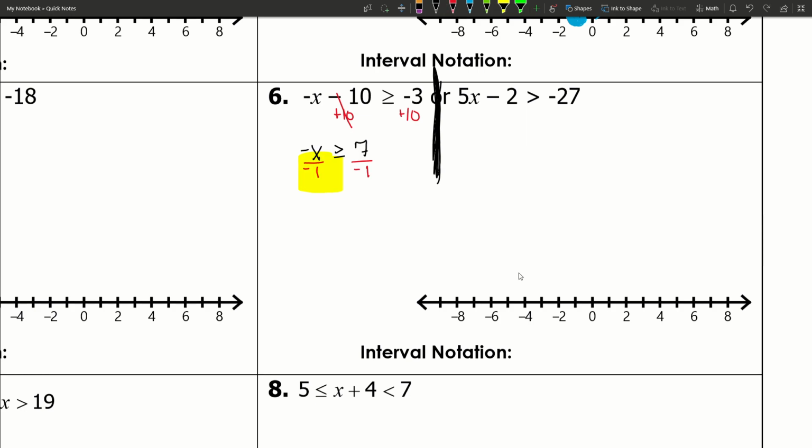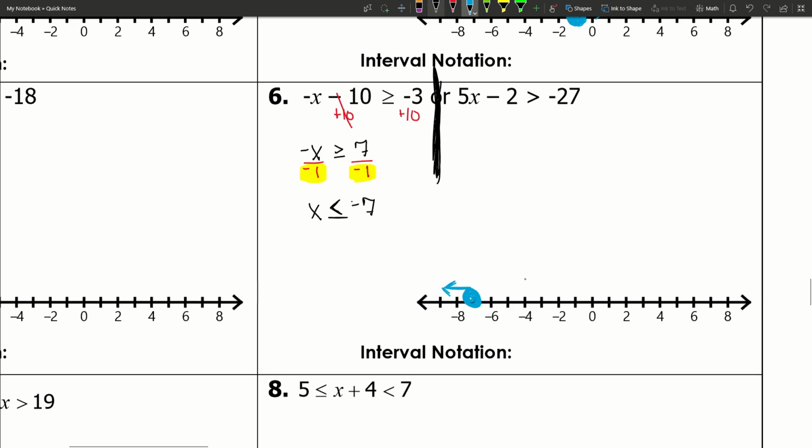Do we need to flip our sign? Hopefully you're all saying yes, because we did divide by a negative number. So we have x, we have negative 7, and we need to turn our sign around, so now it's pointing to the left. We put our dot, closed dot, on 7, and we point to the left.